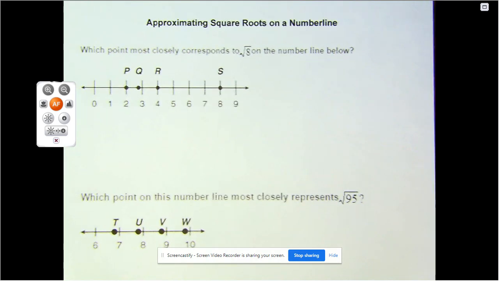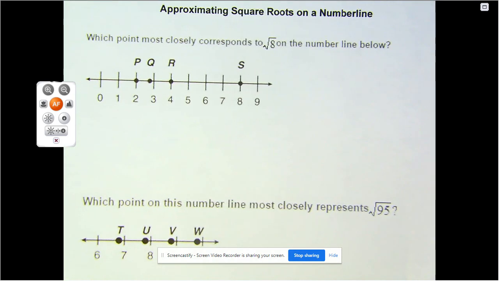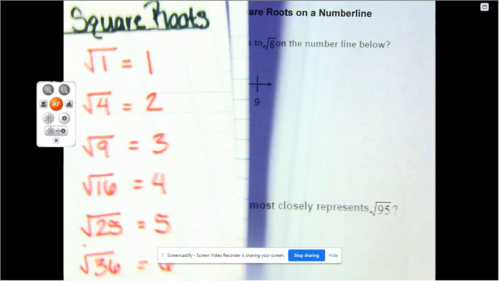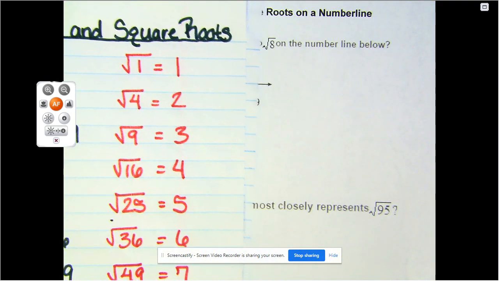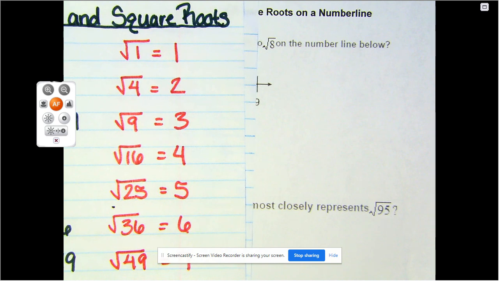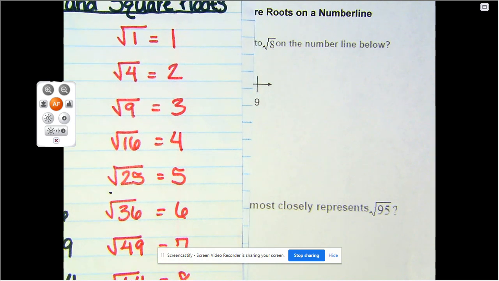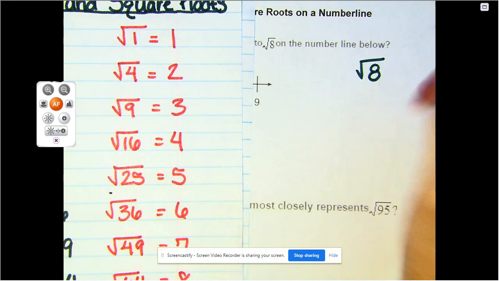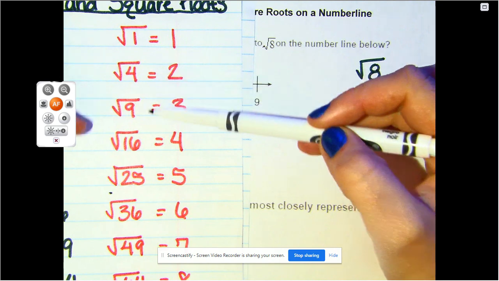So as we look at example number one here, we need to find which point most closely corresponds to the square root of 8. Before you look at the number line, you should be familiar with or have practiced and reviewed the YouTube lesson on approximating squares between whole numbers. We're going to use the same concept before we throw the number line in. First we have the square root of 8, and you should recognize that it is not a perfect square. It is not on my list of perfect squares or square roots.